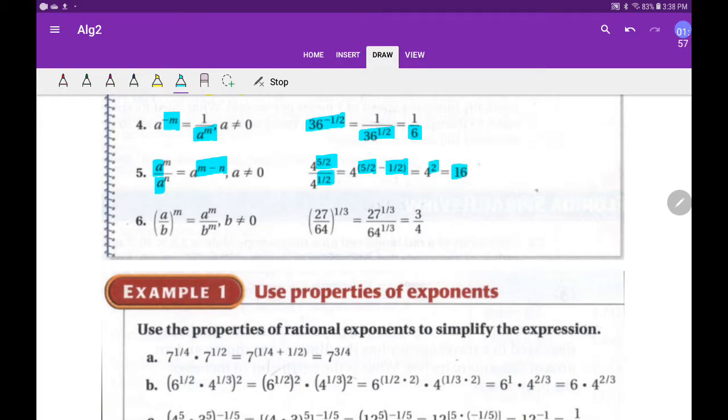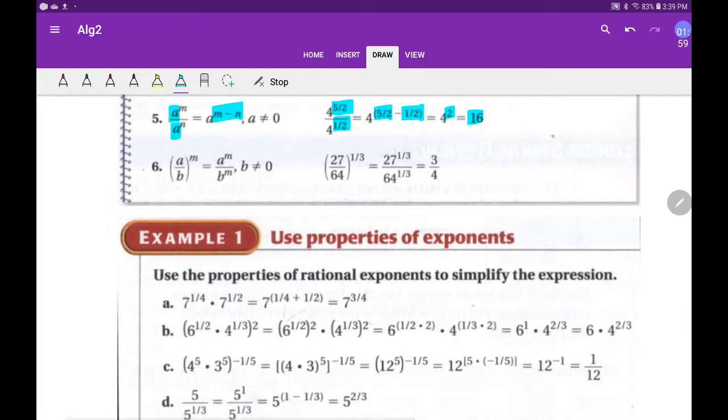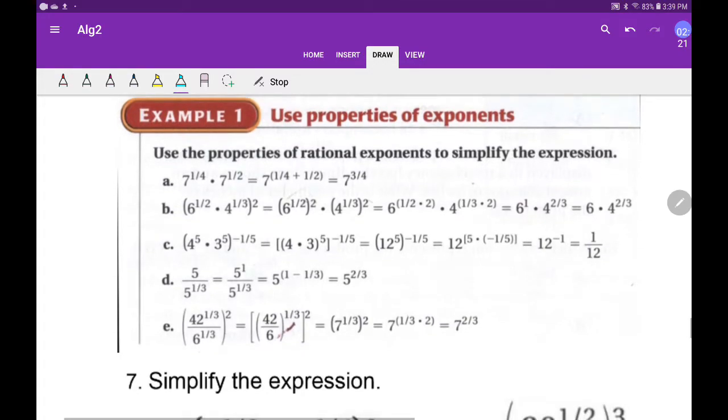4 squared is 16. Everything inside gets that m, so the a on the top gets it, and the b on the bottom gets it. So if I'm taking the third root, that's what 1 over 3 means. I'm taking the third root. Remember, the number on the bottom is the index of the radical. So the third root of 27, well, that's 3. And the third root of 64, well, that's 4. Okay. You can see these exact same things happening in this example.